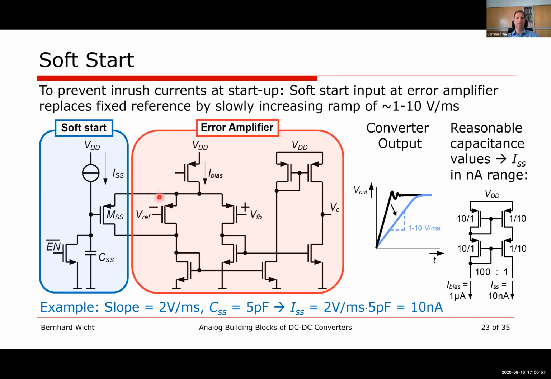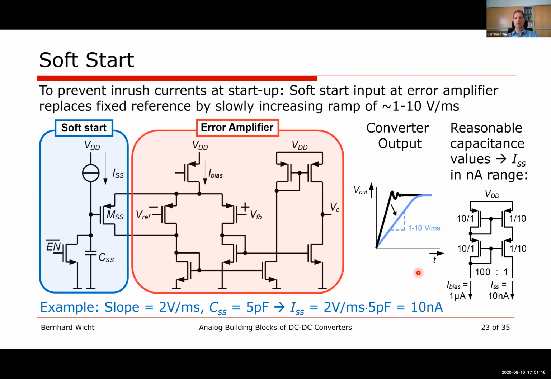So if you want to achieve, for instance, 2 volts per millisecond, and we allow ourselves a capacitance of 5 picofarads, we can calculate a very low current. It needs 10 nanoamps here.